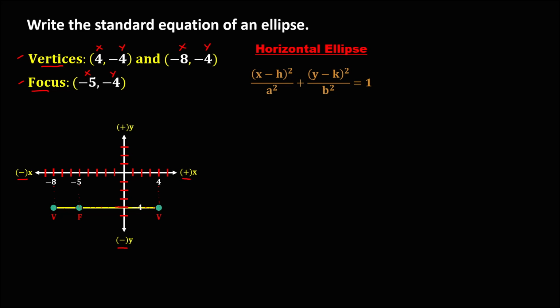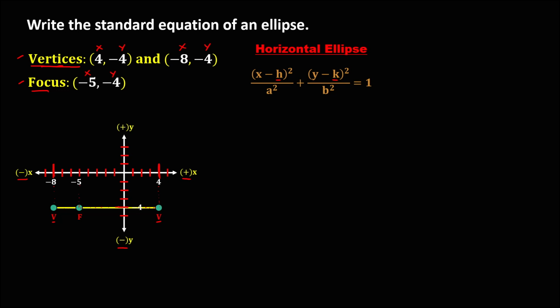So we have (x minus h) squared over a squared plus (y minus k) squared over b squared equals 1. Then first we need to find the values for h and k. So h and k form the center of an ellipse. So from this graph, we need to find the center using these coordinates of the vertices.